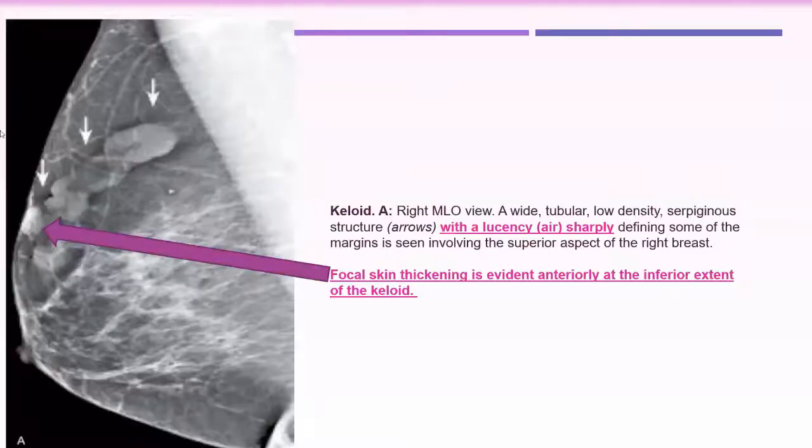And this is typical of keloid lesions, and there is air surrounding it. However, at this point it demonstrates skin thickening, making it suspicious for, or a mimicker of, breast cancer.